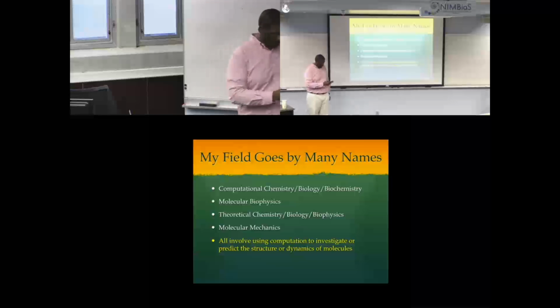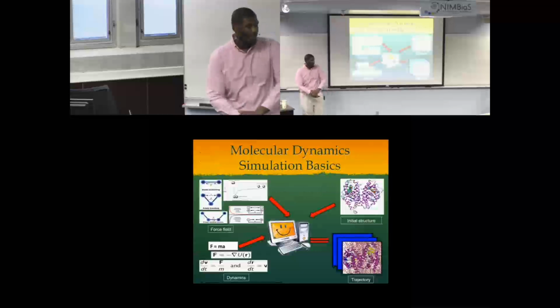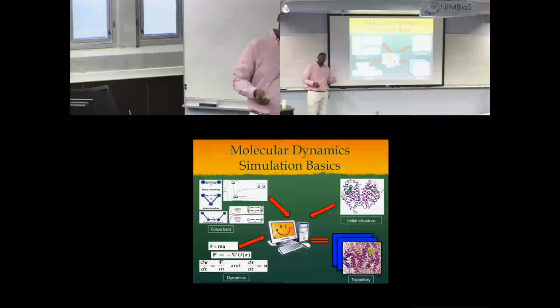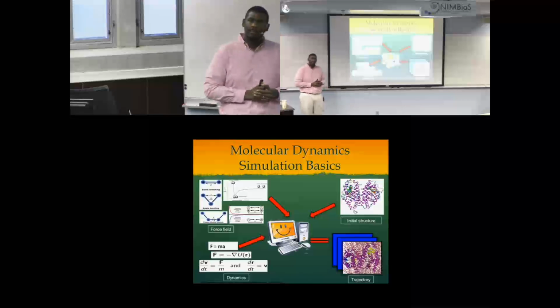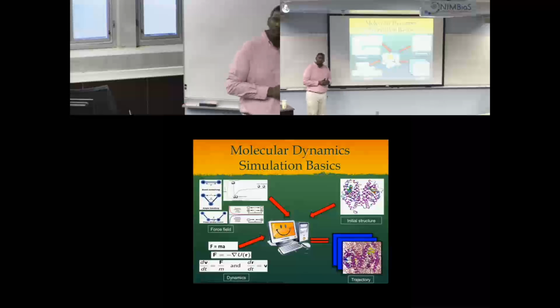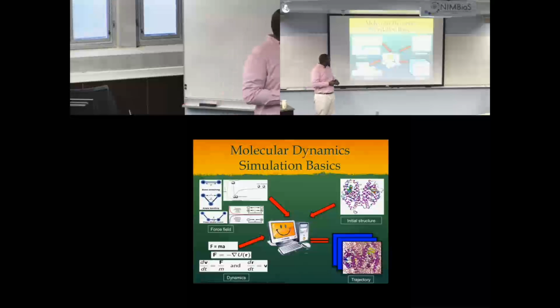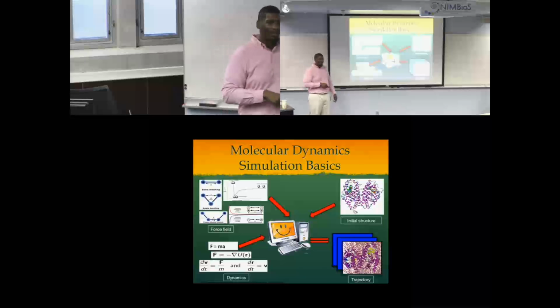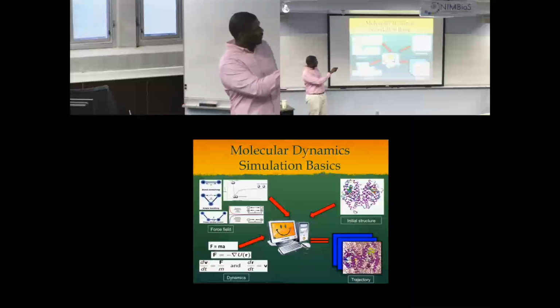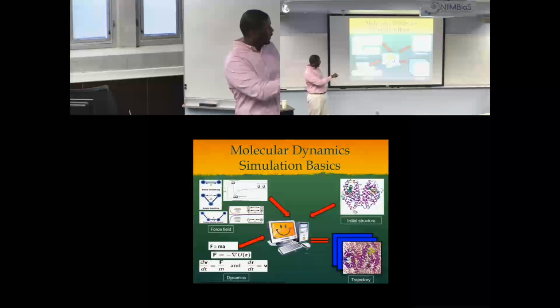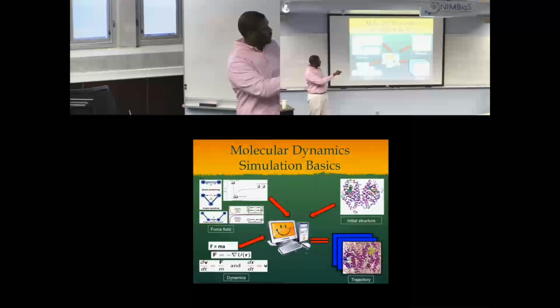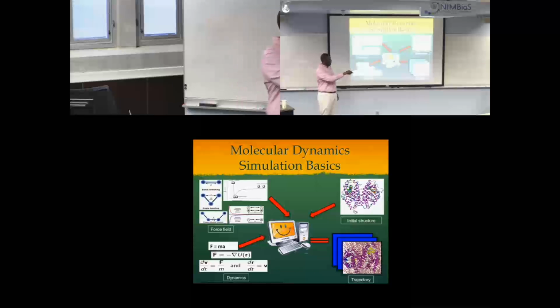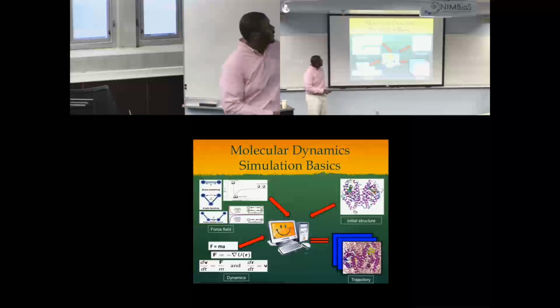Okay, so how do I do that? I use molecular dynamics simulation. That's the brunt of what I do. Everything after that is kind of analysis of the data produced from the simulation. Okay, this is a kind of large slide, so we're going to take it step by step. What I'm showing here is three different components: the initial structure, the force field, and the dynamics equations going into the computer, and the computer spitting out something which is called a trajectory. So let's take these things one by one.